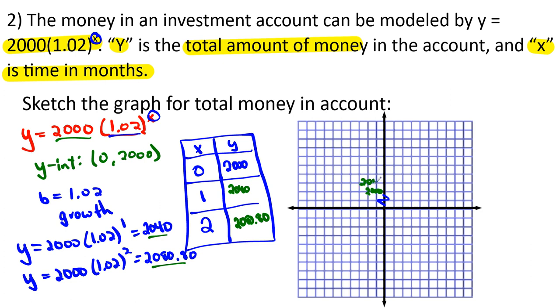So this would be 2010, 2020, 2030, 2040, 2050, 2060, 2070, and 2080. And then, of course, now plot those points. So 0, 2000 right here. Let's see, 1, 2040 right here. And then 2, 2000 and about 80. So we're going to go about, let's be a little above it because it's 80 cents that we're adding on to it as well. Then, of course, we're going to need to draw our beautiful line there.